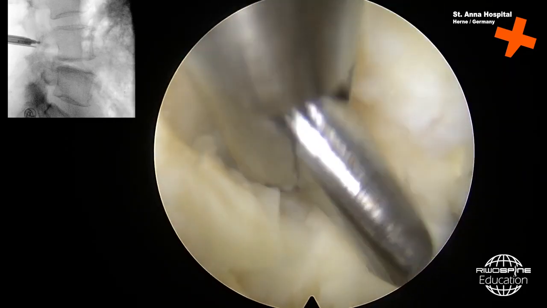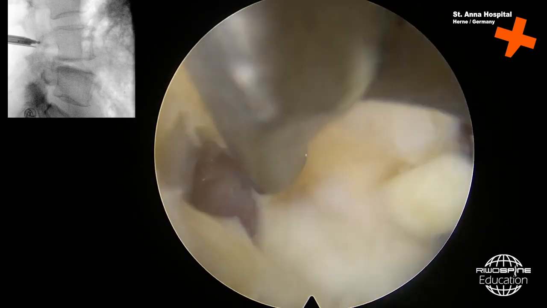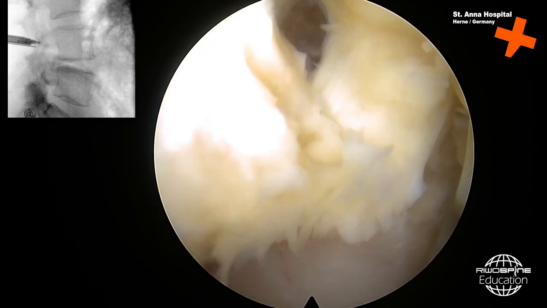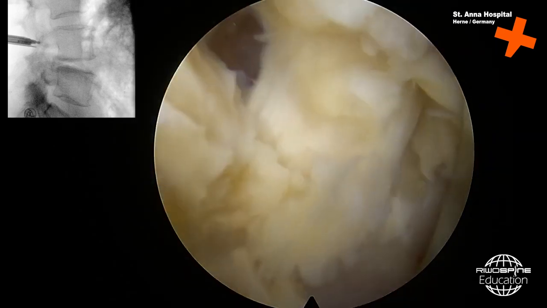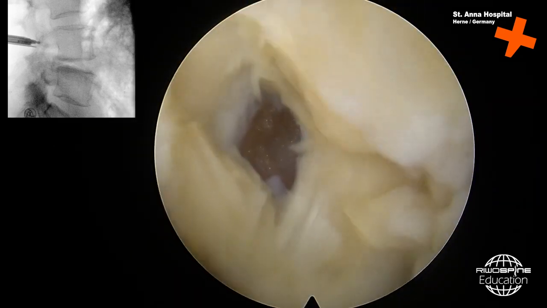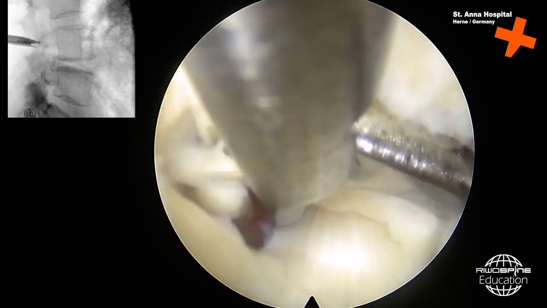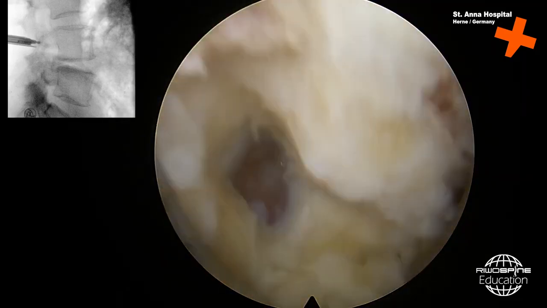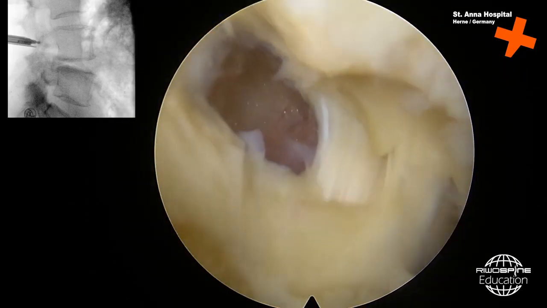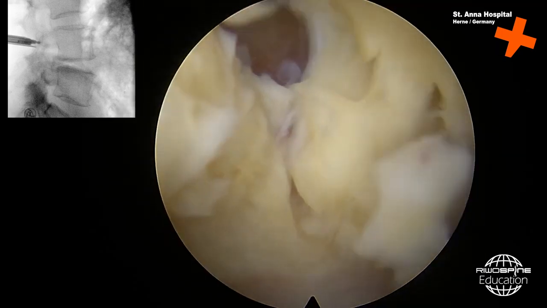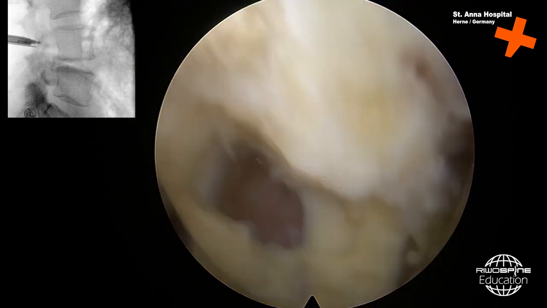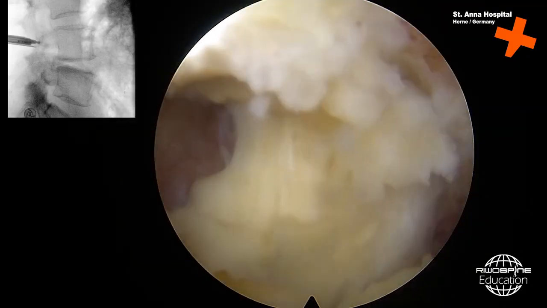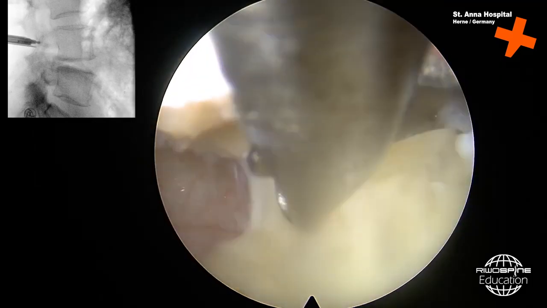So now the flavum ligament is open. We now prepare to the lateral aspect and to the caudal and cranial aspect. Always use the beveled operation cannula to stretch the flavum ligament to the lateral aspect and to the caudal aspect. That makes it much easier to cut the flavum ligament with instruments.